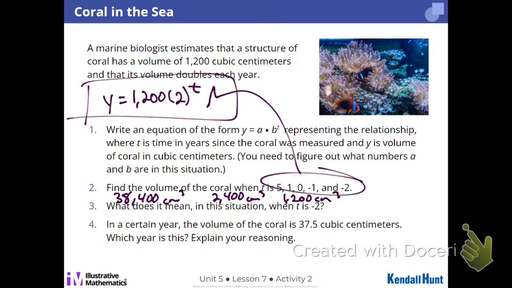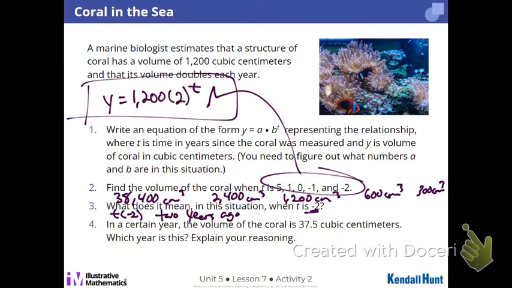For 1 year in the past, 600. Then 300. And 2 years in the past would be 300 cubic centimeters. Now, you can just make a pattern. Anybody do a table? A table kind of looks nice on that too, because you can just see the pattern. So what does it mean when t is -2? Who can, in context, what does that mean? I kind of already gave that away. Okay? Yeah. So when t is -2, that means 2 years ago, that would give you the coral reef.